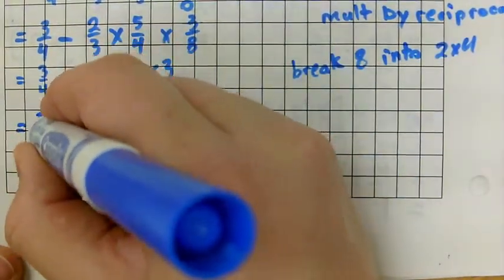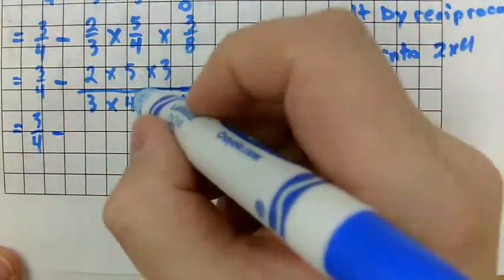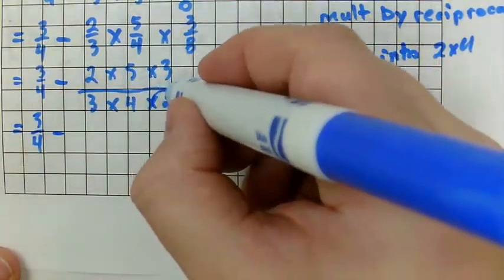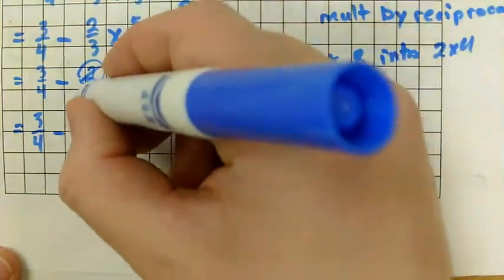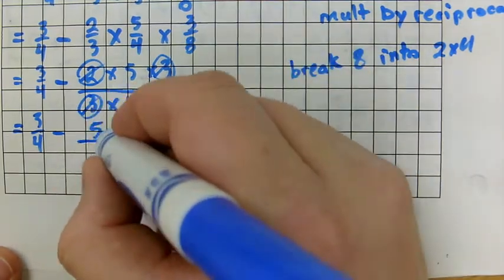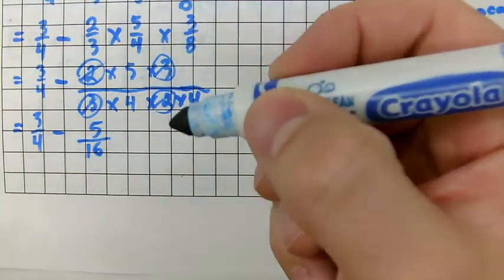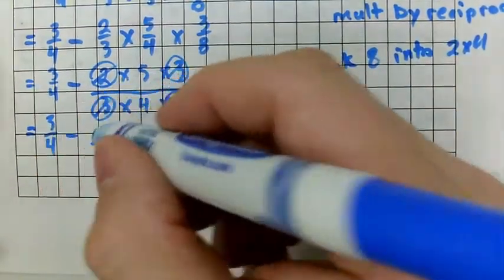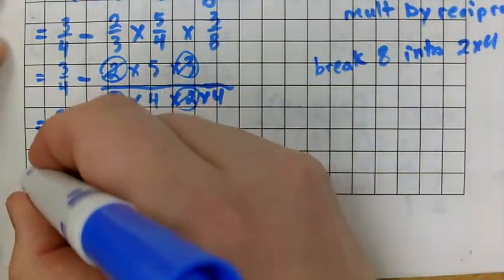We've got 3/4, subtract. Now here we've got a 2 that we're going to cancel out. We've got a 3 we're going to cancel out. We're left with 5 over 4 times 4, which is 16, right? So it's 5 over 16. So 3/4 subtract 5/16.